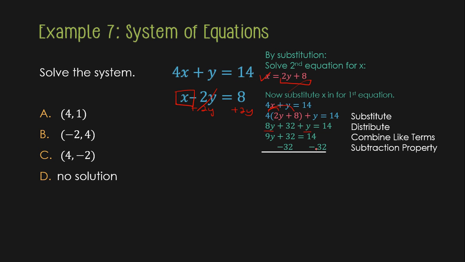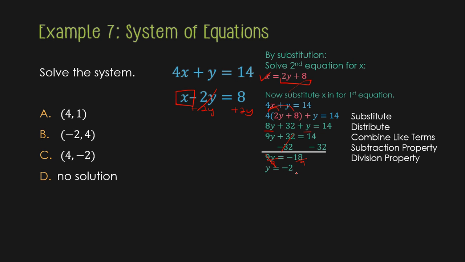Okay, so I'm subtracting 32 from both sides. That's going to cancel those out. And I'm left with 9y equals negative 18, because 14 minus 32 is negative 18. Next, 9y, I need to undo what's going on here. So 9 is being multiplied by y. To undo that, we divide. So I don't have that step right in here, but really we're just dividing both sides by 9, and that's where I'm getting that y equals negative 2.